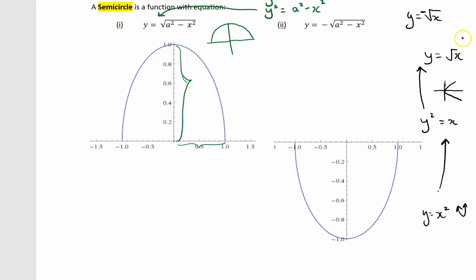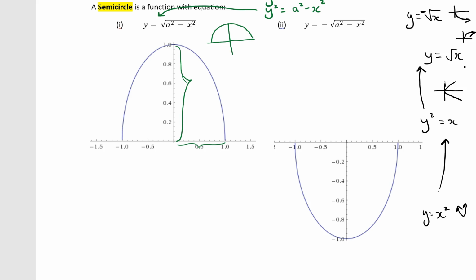So the positive square root would graph to be the top half of the parabola on its side, and the negative square root would be the bottom half of the parabola on its side. So don't confuse these with parabolas, because these actually have the x squared underneath the square root, and this one just has x under the square root.